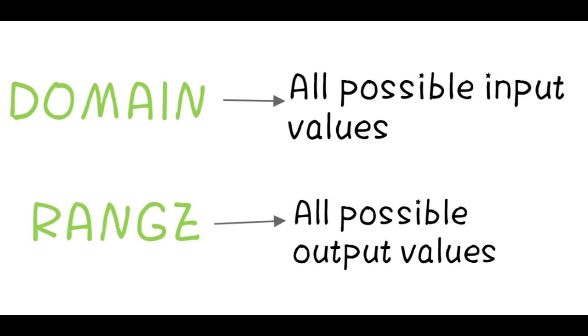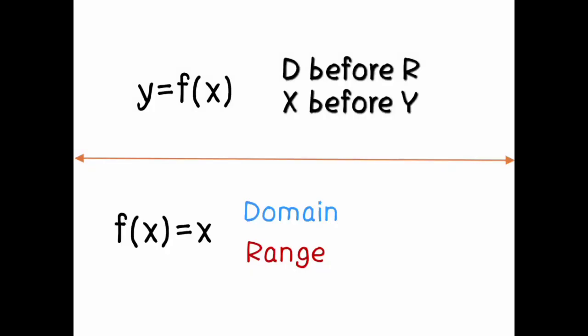The domain is the set of all values that go into the function, and the range is the values that come out. So if we have a function like y is equal to f of x, the domain will be all possible values of x can take, and the range will be all possible values for y.